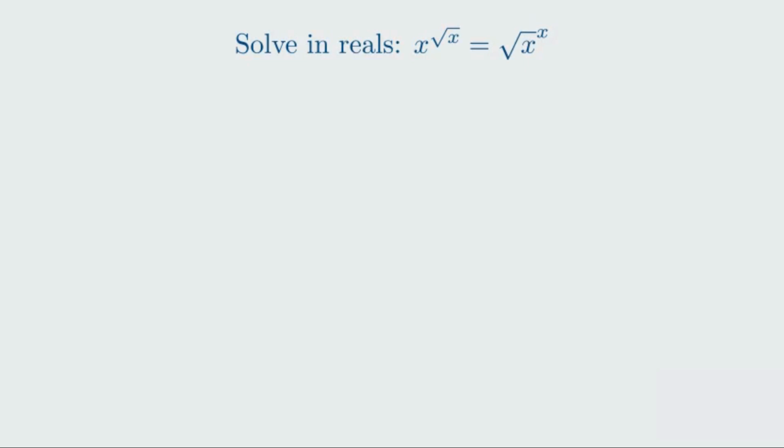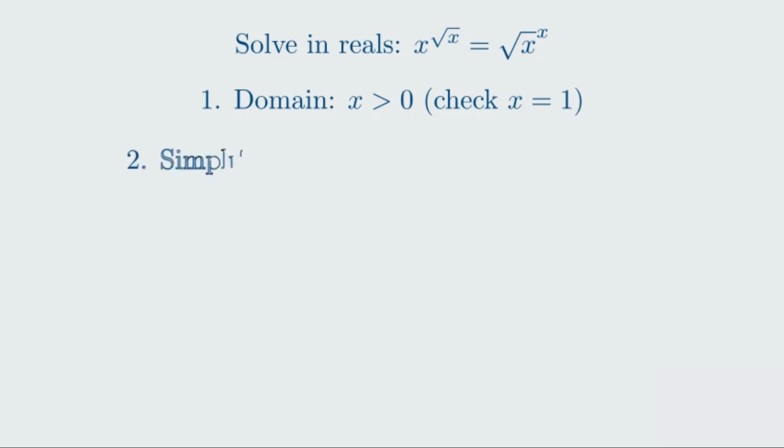So, let's recap the steps we took to solve this interesting equation. First, and most importantly, we established the domain. We determined that for the expression to be well defined in the real numbers, we must have x greater than 0, which also led us to check the special case of x equals 1. Second, we simplified the equation using exponent rules, specifically the power rule and the property that a square root is equivalent to a power of 1/2. This transformed the intimidating-looking equation into a simpler form with the same base.